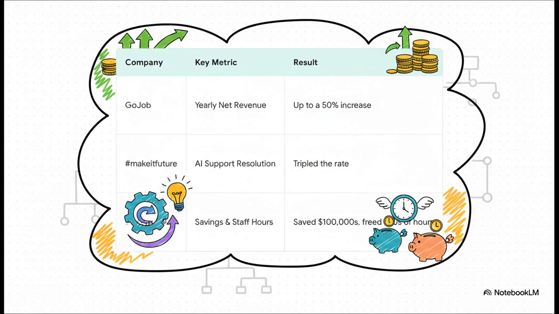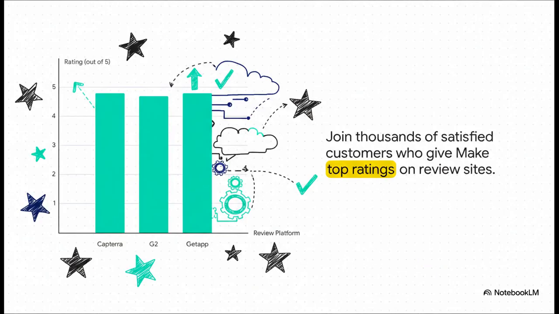And the results are pretty staggering. We're not talking about small wins here. Look at this. GoJobs saw their yearly net revenue jump by up to 50%. And Franklin Covey, they saved hundreds of thousands of dollars and freed up hundreds of hours for their team. I mean, that's absolutely a game changer. And it's not just a few one-off success stories. If you look at major review sites like Capterra and G2, you see thousands of customers giving Make these incredibly high ratings. People are clearly happy with it.